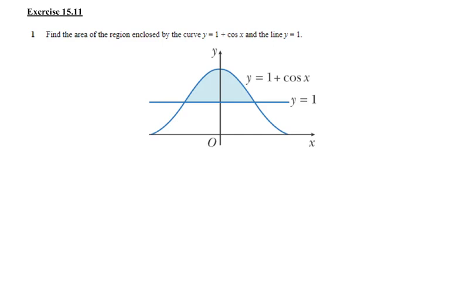We are looking at this question to find the area of the region enclosed by the curve y equals 1 plus cosine of x and the line y equals 1. First of all, we need to find out the point of intersection between the curve and the straight line. So the first step will be letting 1 plus cosine of x equal 1. Hence, you will be able to get cosine of x equal to 0.